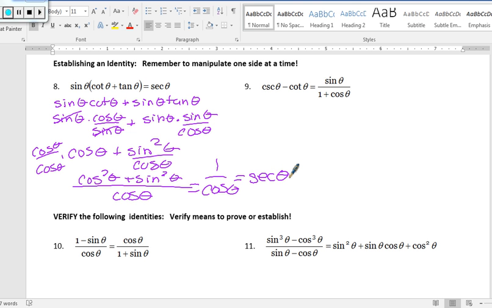Again, there may be other approaches to this. You can do anything you want so long as you're not making up your own rules here. But you do need to work one side. You do need to show all the steps as we go through. All right, so let's take a look at number 9.